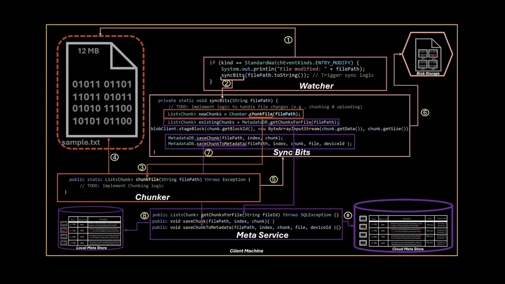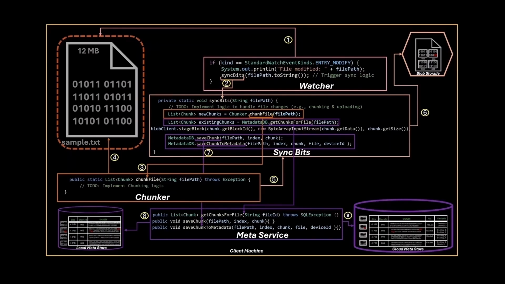Then further, sync service asks meta service to send the existing metadata or the chunk details from the local metastore. Then sync service compares the newly created chunks, chunk by chunk, with the pre-existing saved chunks in the local metastore to identify the chunk where the change has been made. Once we identify the chunk where there is a mismatch in the SHA-256 hash, we get the chunk where the change has been made, and then we update that particular chunk to the blob storage.